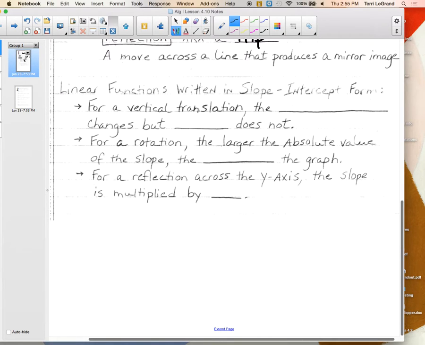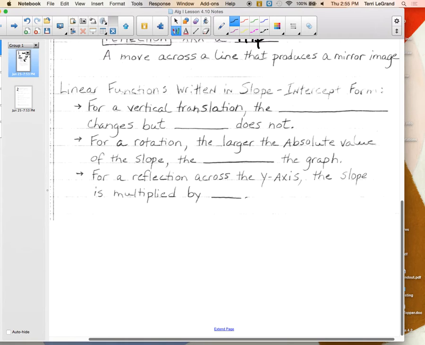Let's do a little bit more with this. Linear functions written in slope-intercept form. When they're in slope-intercept form, we're going to decide what transformations happen. So for a vertical translation, what do you think changes and what does not? So we have this slide. What changes? Remember, we're talking about slope and y-intercept. Does the slope change? No.